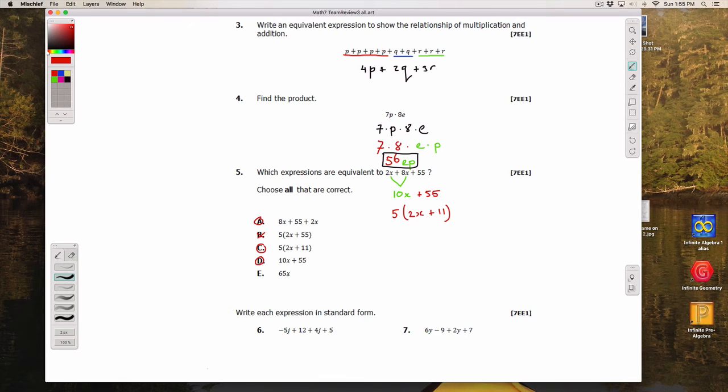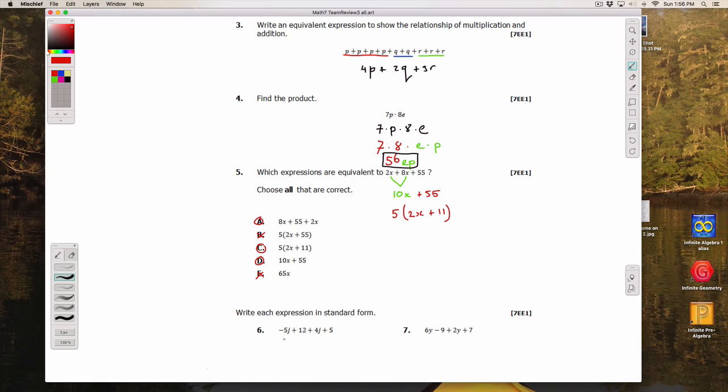65x, no way, can't do that because that would mean combining unlike terms. 10x has a variable, I don't know what number is represented by that variable, but I know it's 10 times some number, and that's just 55 on its own. So you cannot combine unlike terms, so 65x is definitely not equivalent. A, C, and D should all be selected.